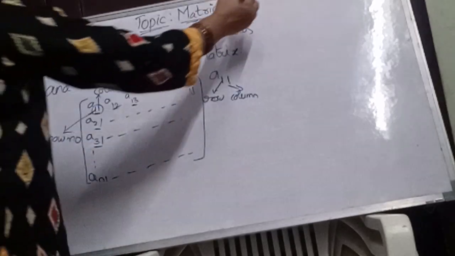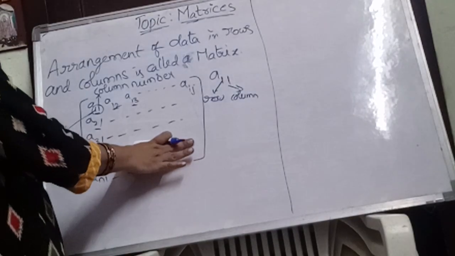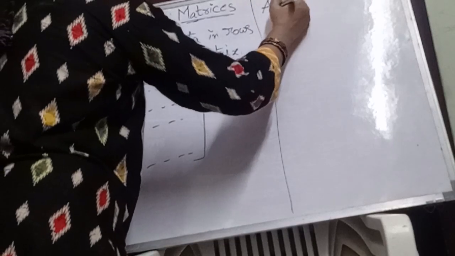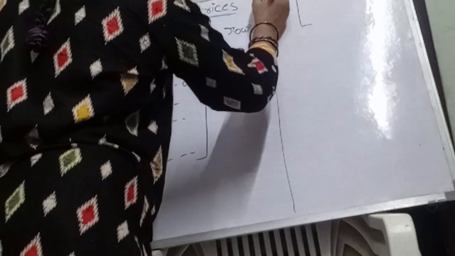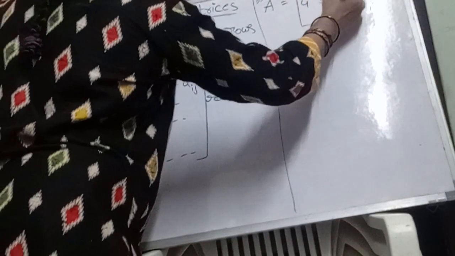So how to indicate that? Let the whole matrix be given a name, that is capital A is equal to, like this, a square bracket. Let us take an example. Example A, 1 2 3 4 5 6 7 8 9. I took a matrix in this way.